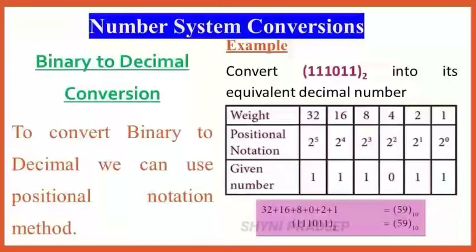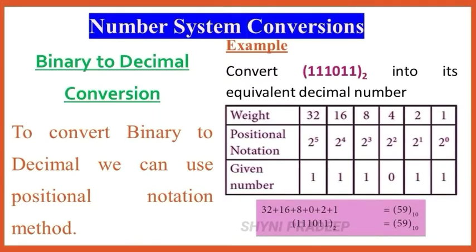Next, let us see binary to decimal conversion. For this, first you have to write the powers of 2 from right to left and write the equivalent weight of that positional notation, and write the given binary number in the correct order. Multiply each digit with its corresponding weight and add all the values. That is the answer.